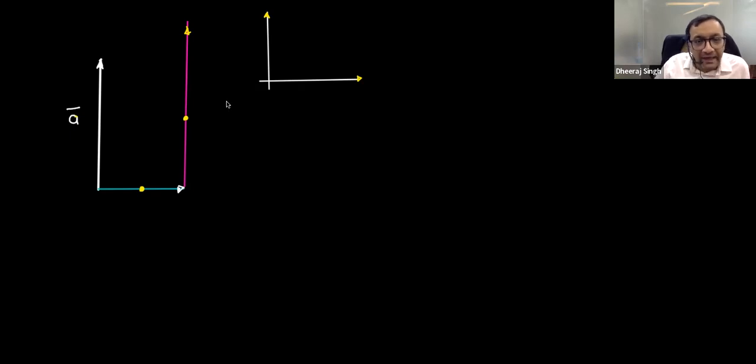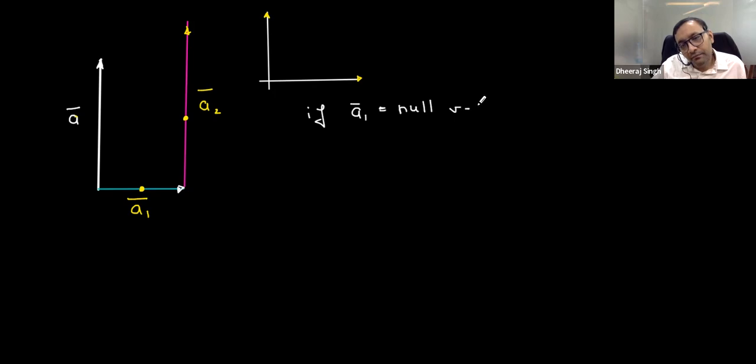The only way theoretically you can complete a triangle is doing what? Let's say this is A1 and this is A2. The only way the triangle can be thought to be completed is if A1 is equal to the null vector. So the length of A1 should be zero. Okay. Clear? I hope this is clear.